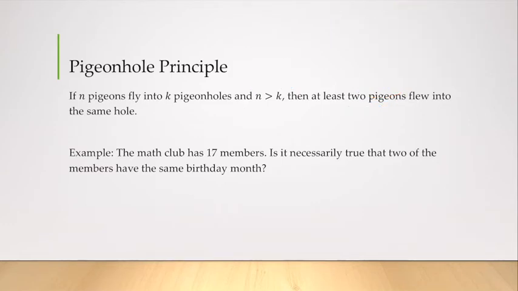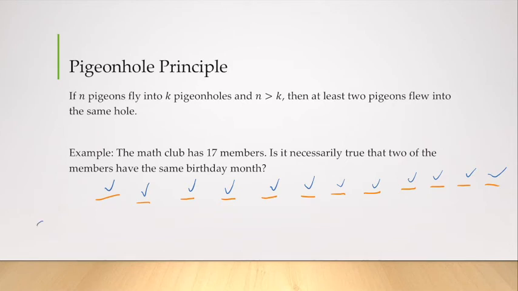So let's look at this example. The math club has 17 members. Is it necessarily true that 2 of the members have the same birthday month? Okay, so let's assume that if I take the 12 months, at least one birthday is going to be hit twice, right? So I've got one person in each month, right? That'd be the best way to spread them out. Well, that means I've only got 12 members.